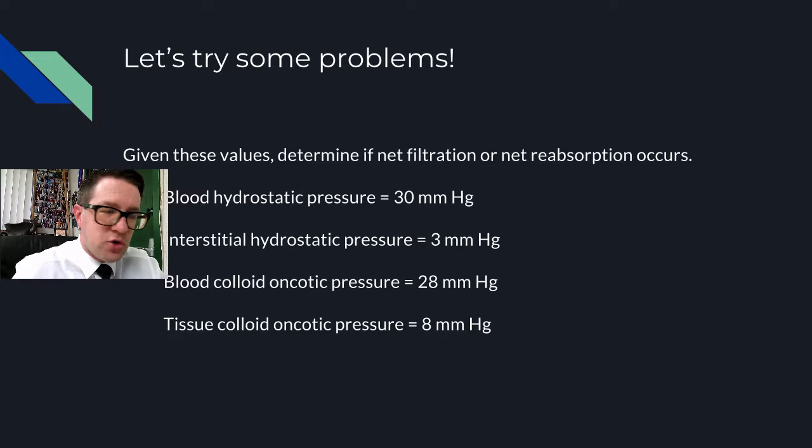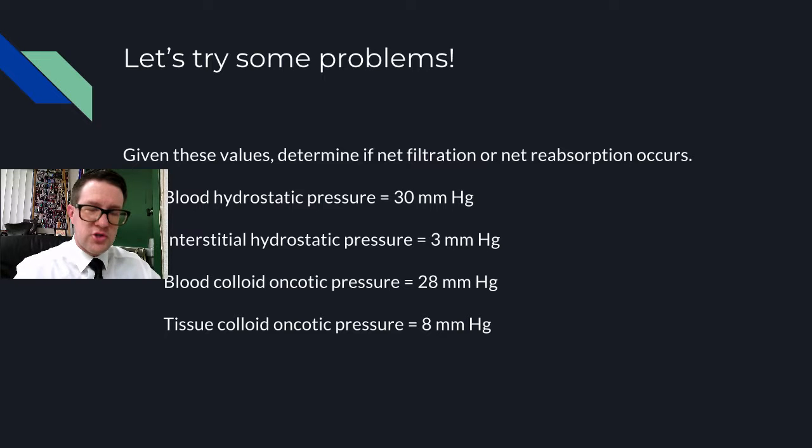So what we can end up doing with all of these pressures is we can actually start to put them all together. So here's a basic problem where I have 4 different pressures listed. 2 of them are the push pressures, what we would call hydrostatic pressures, and 2 of them are the pulling pressures, what we would call the oncotic pressures, that are colloid oncotic. Colloid is a nice word that means protein, oncotic meaning due to osmosis.